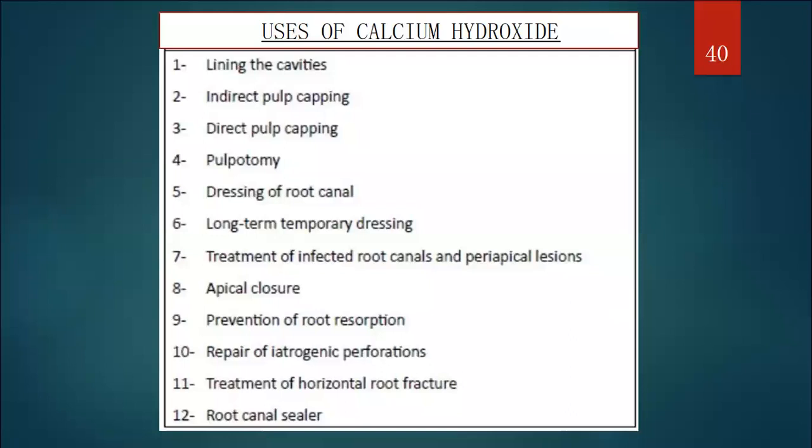Now, the uses of calcium hydroxide: it is used in lining cavities, as an indirect pulp capping agent, as a direct pulp capping agent, in pulpotomy, dressing of root canals, long-term temporary dressings, treatment of infected root canals and periapical lesions, apical closure, prevention of root resorption, repair of iatrogenic perforations, treatment of horizontal root fracture, and also as a root canal sealer.